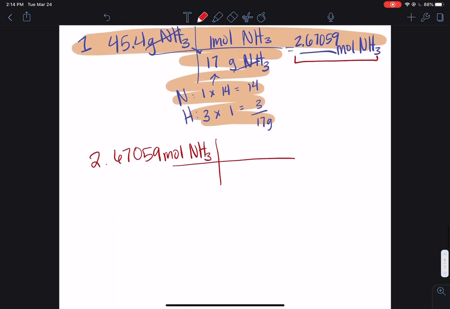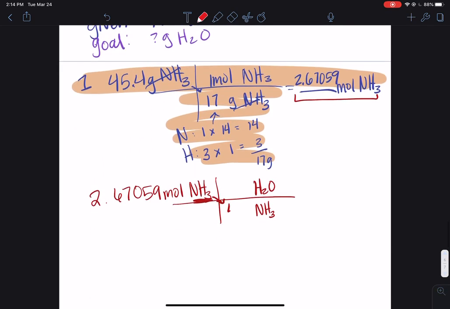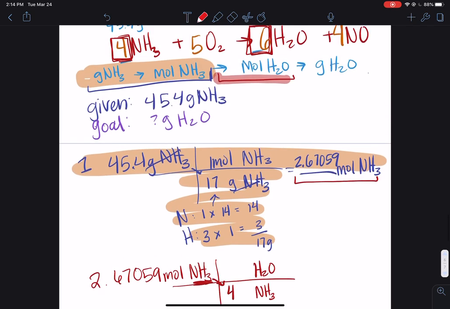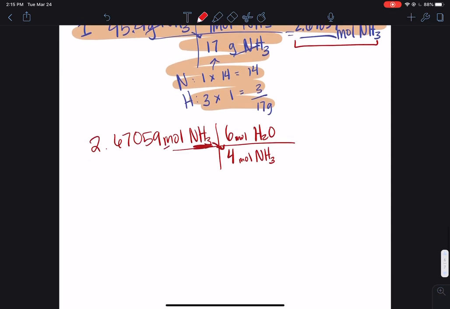So down here, NH3 is on top, so you want to put it on bottom. Where am I trying to go? I'm trying to get to water. So then you go back and you look at your equation and you see 4 is with NH3 and 6 is with H2O. Some of you like to keep it like that. Some of you want to write mole. Either way is fine. That cancels out mole of NH3 with mole of NH3, and I'm left with mole of water.